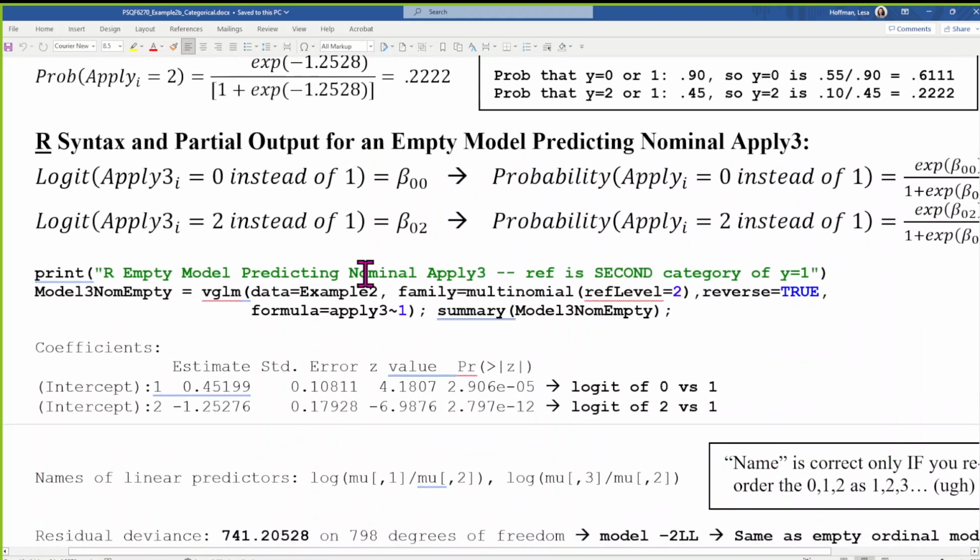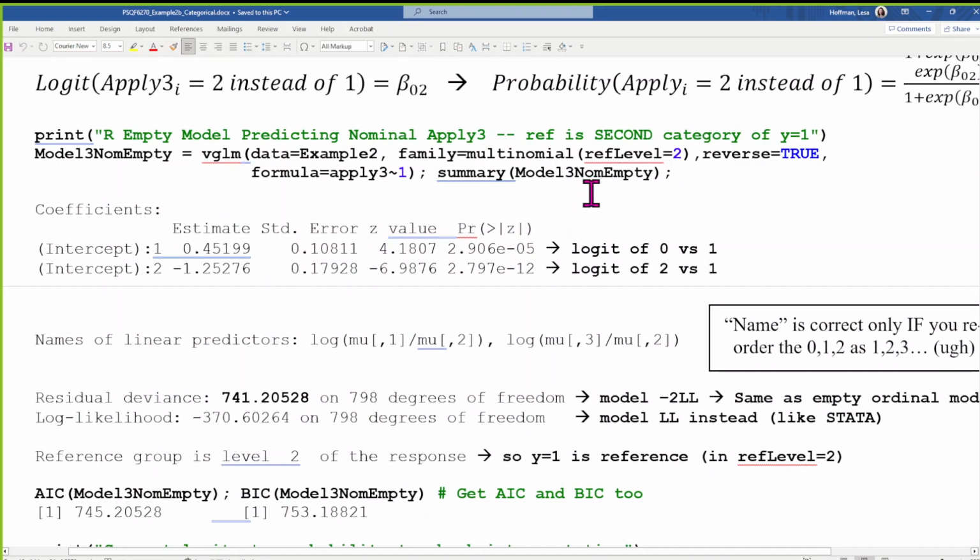In R, I am using VGLM. That's the same one that I used for the cumulative logit model. And I learned the hard way through trial and error that R will let you choose your reference category, but it doesn't care how your original data are stored. So it's ref level equals 2 because I want the second choice to be my reference, but in my variable it's 0, 1, 2. Confusing?